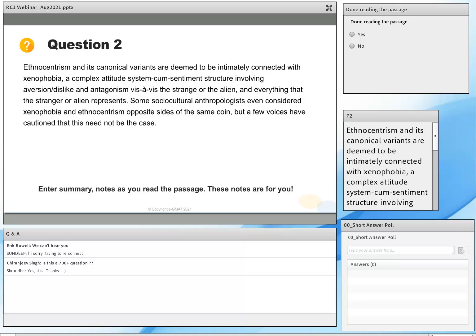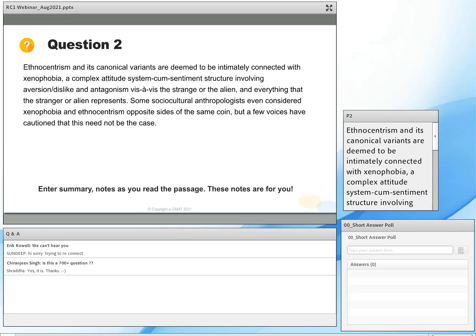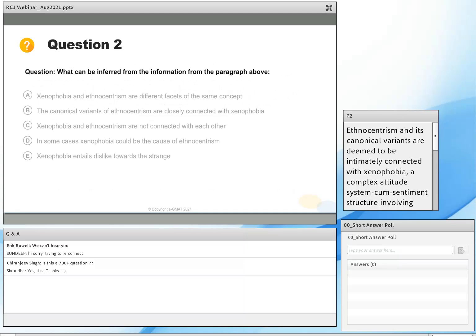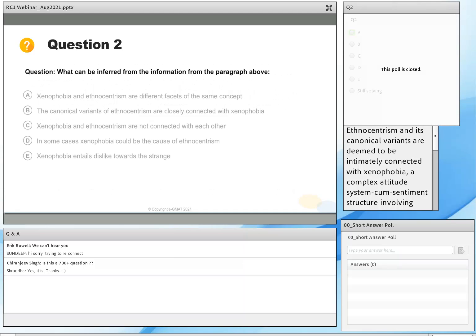All right, I can see that a lot of you are done reading this, so I'm going to take away this poll and I'm going to introduce the question. So remember guys, this is an inference question. Fundamentally, based on the passage, what can you infer to be true? Okay, so here you go. Question is right here. The poll is here. Let me clear all the answers. Please click on still solving if you have not done it already. Just do it now.